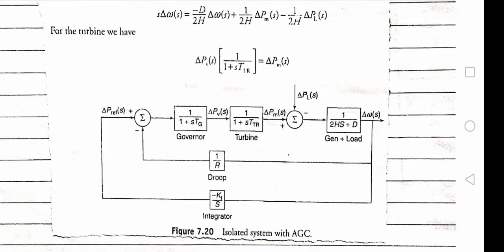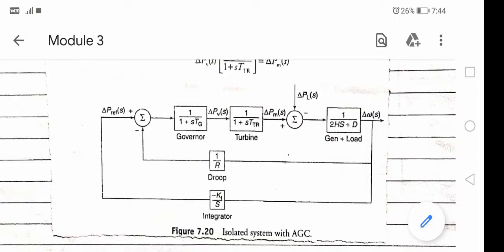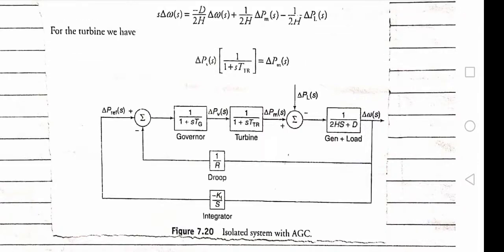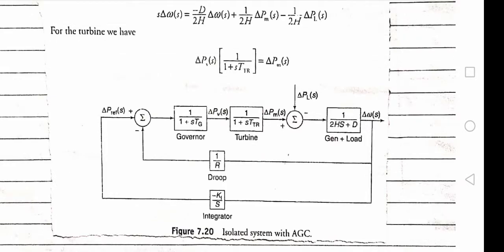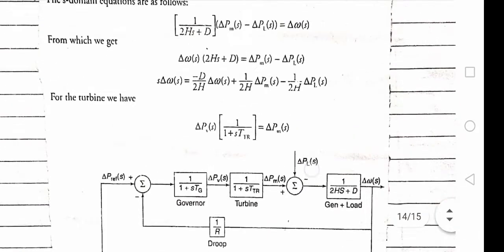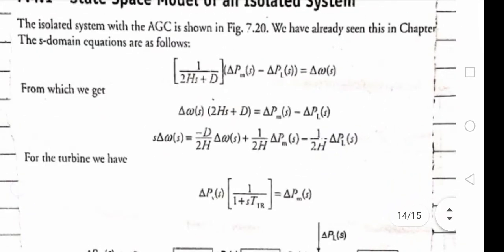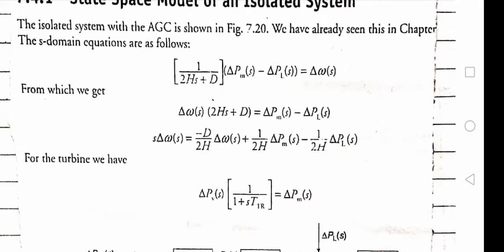Whatever mechanical power output you get from the turbine will be summed up with the delta PL of S and given to the generator plus load. So the generator plus load equation will be 1 divided by 2HS plus D. As a feedback system, to increase the frequency control over the system, we have the integrator. The integrator equation can be given as minus K1 divided by S. And as another feedback, we are taking the droop characteristics of that system, 1 divided by R. So to derive the state space model of the system, we need to take the S domain equations.